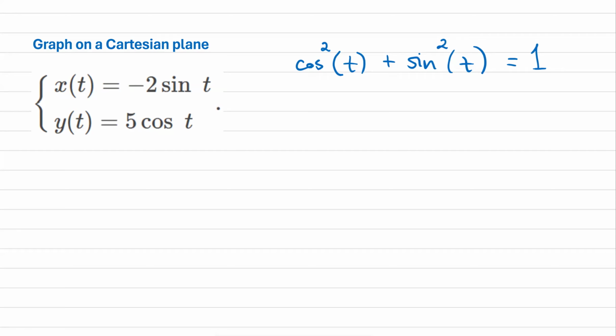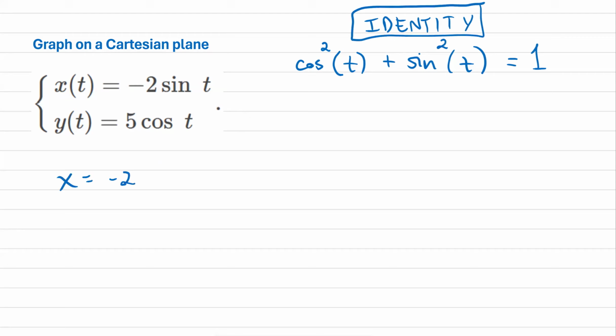For that reason, we can move things around on this pair of parametric equations so that we just have sine and cosine, and then we'll apply it to that identity. So just a reminder that this is an identity we're using. Okay, so if x is equal to -2 sine of t, let's get rid of the -2 on both sides. So we've got sine by itself.